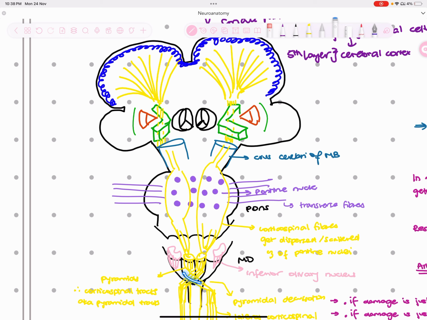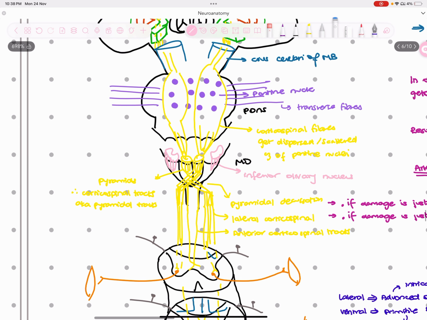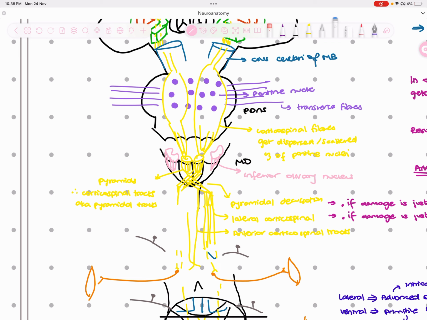Most of the fibers are going to cross the midline, and they'll form the decussation of the pyramids and enter the lateral white column. Here I've made a mistake, it's the lateral white column. Most of the fibers decussate and enter the lateral white column. These are known as the lateral corticospinal tracts.